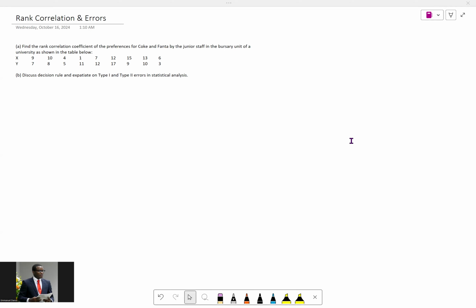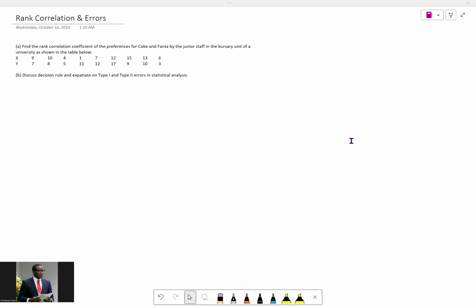And then you have all the data: 9, 7, 10, 8, 4, 5, 1, 11, 7, 12, 12, 17, 15, 9, 13, 10, and 6, 3. And then you have to discuss decision rule and expatiate on type 1 and type 2 errors in statistical analysis. So let's go for it.